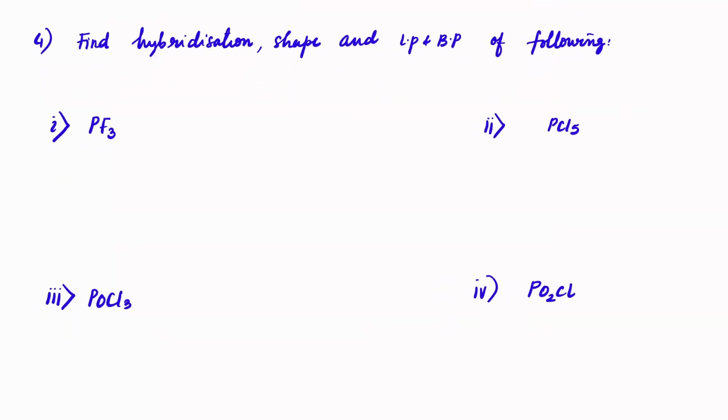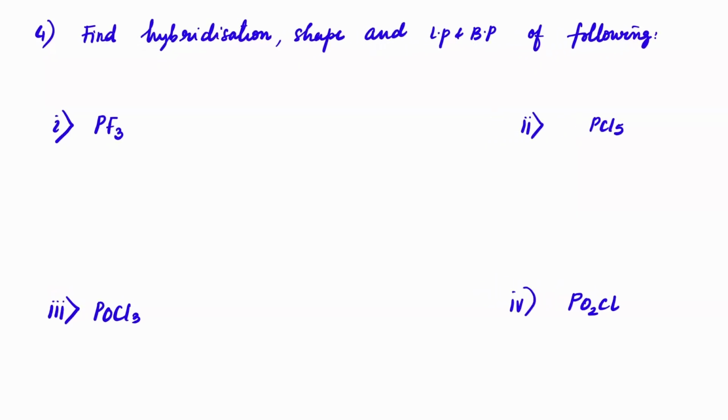Right, Mano? Just give me an idea about these cases, beta. PF3, PCl5, POCl3, and PO2Cl. First, give me hybridization for all the cases. The first ones are 4.